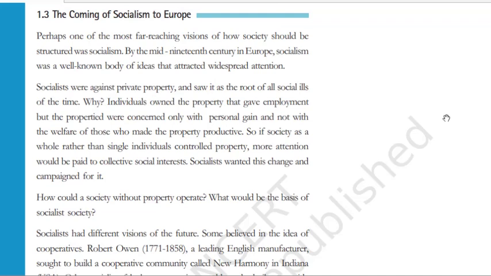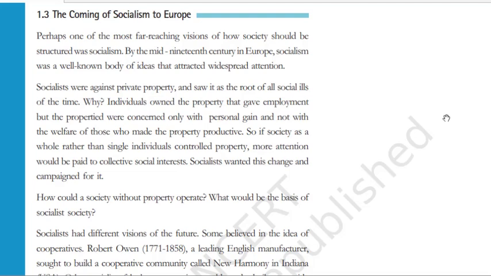1.3 The coming of socialism to Europe. Perhaps one of the most far-reaching visions of how society should be structured was socialism. By the mid-19th century in Europe, socialism was a well-known body of ideas that attracted widespread attention. Socialists were against private property and saw it as the root of all social ills of the time. Why? Individuals owned the property that gave employment, but the propertied were concerned only with personal gain and not with the welfare of those who made the property productive. So if society as a whole rather than single individuals controlled property, more attention would be paid to collective social interests.